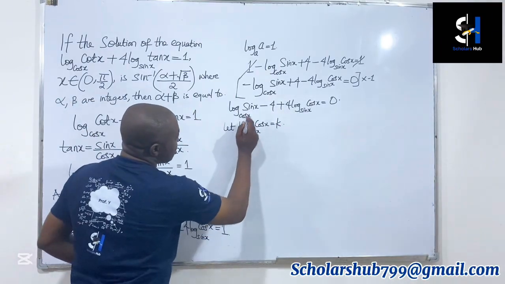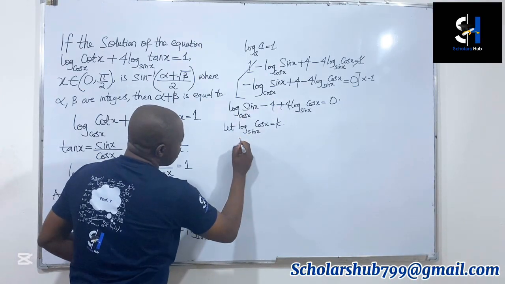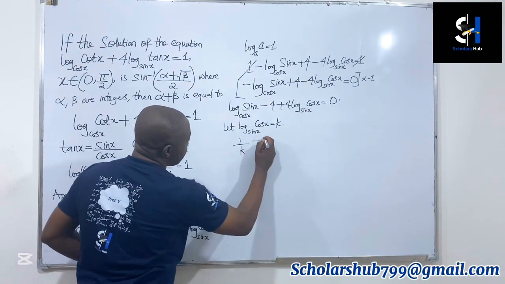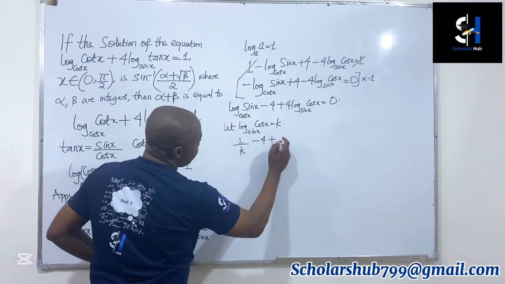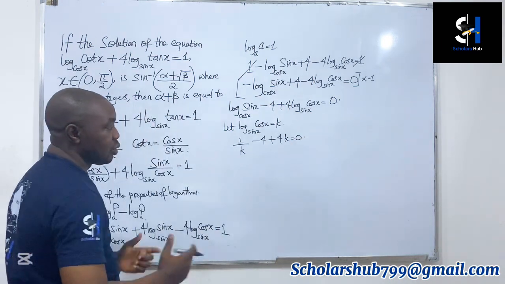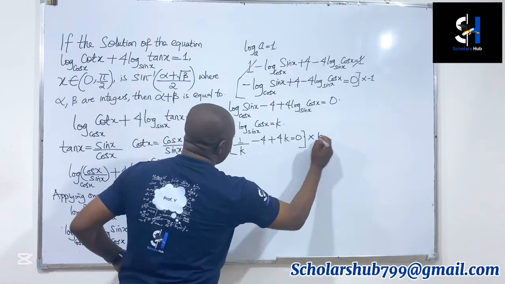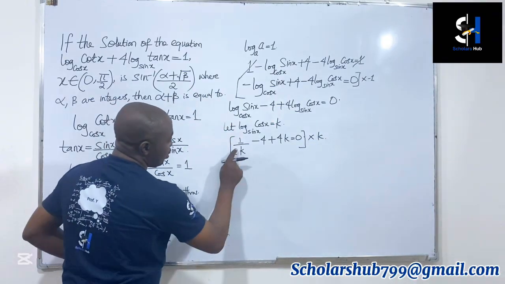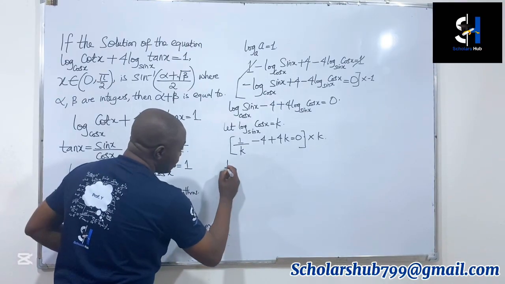So this means that logarithm to base cos x of sin x will be 1 over k, then minus 4 plus 4k equals 0. Now we can also multiply this equation by k, so that when we multiply 1 over k by k, that will be 1.